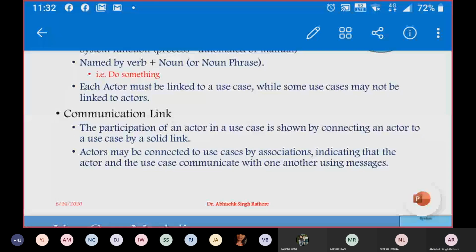Then comes the boundary of the system. The boundary of the system is represented as a rectangle around your system. So what is the boundary? The boundary is potentially the entire system defined in your requirement documents. So you have to identify your system boundary.